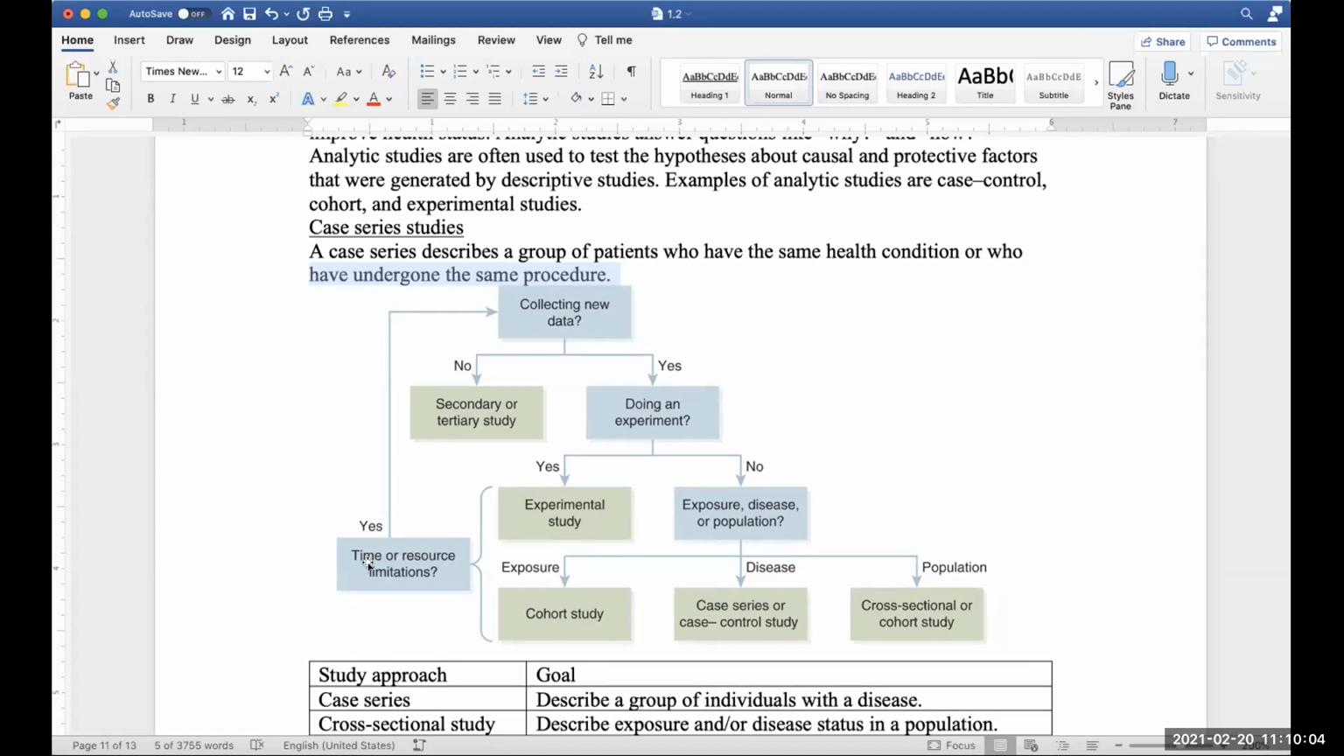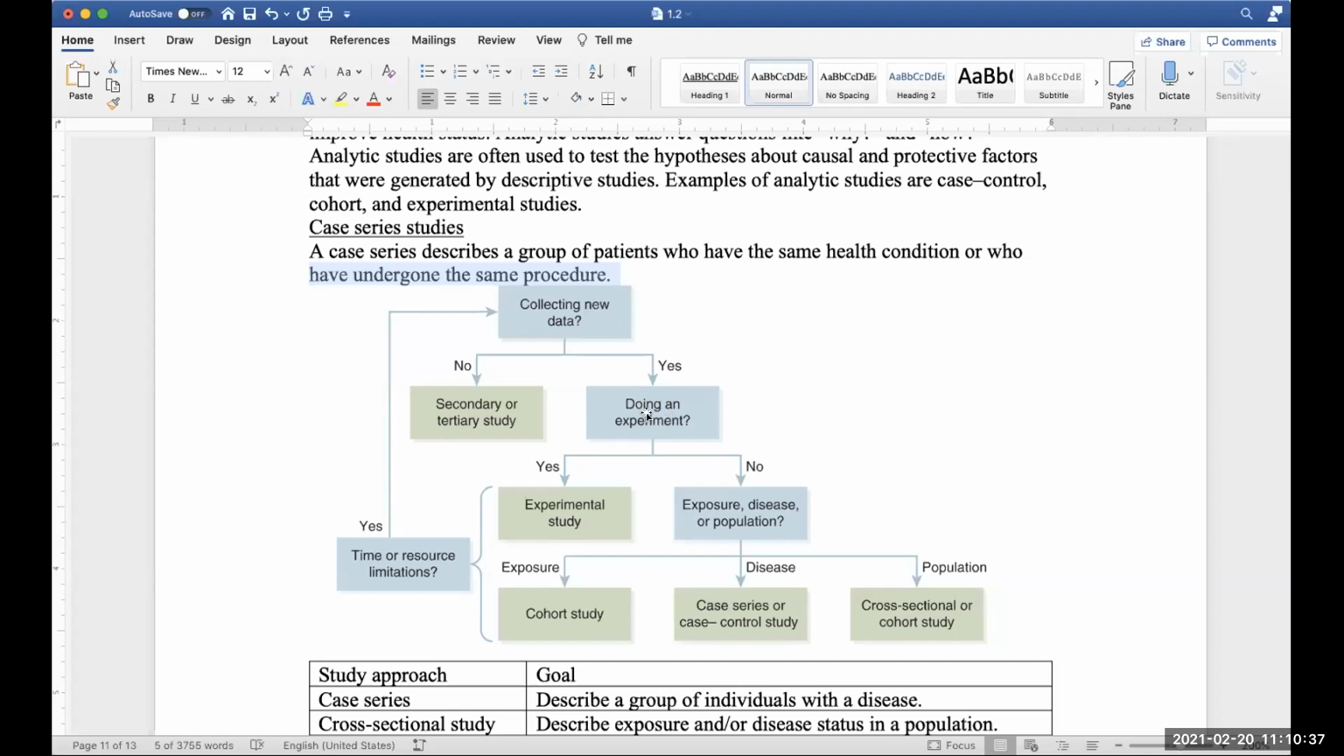Let me go through this diagram. Time or research limitations? Yes, then you should collect. Are you collecting new data? Well, let's say no. Then you do a secondary or tertiary study, meaning that you're studying what other people have done. Yes, so you're not collecting new data.